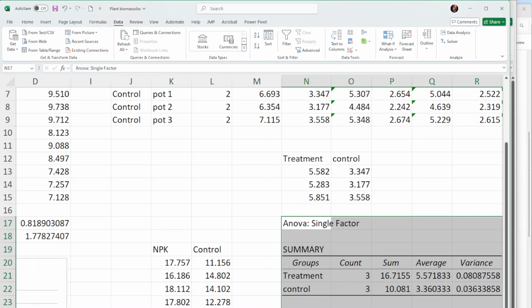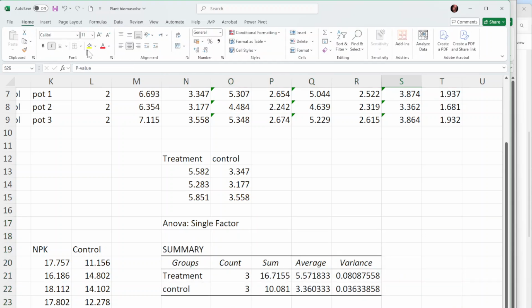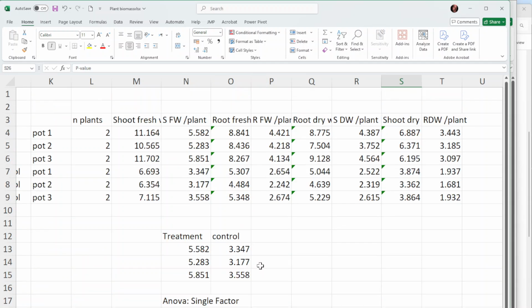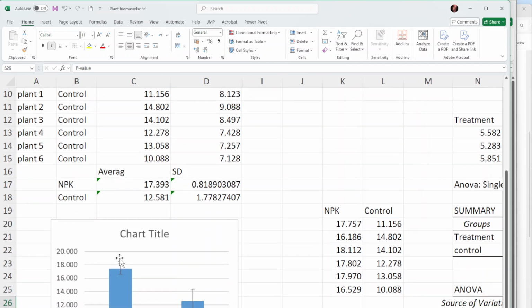the ANOVA for the shoot fresh weight, and the p-value here should also be below 0.05 to be significant. If it's above 0.05, it means there's no significant difference between the treatments, okay? All right, so you can do this for the fresh weight, dry weight, and you can express your graphics like this, yeah? And if there is statistical significance, you can put an asterisk on the top here, signifying that there is a difference between the treatment and the control.